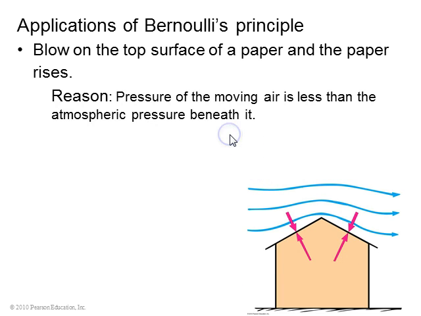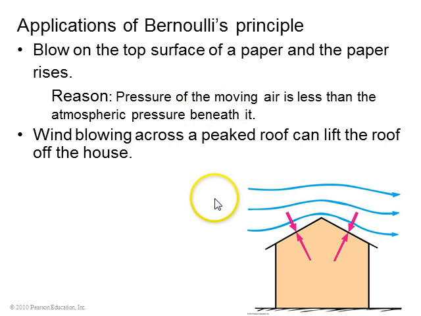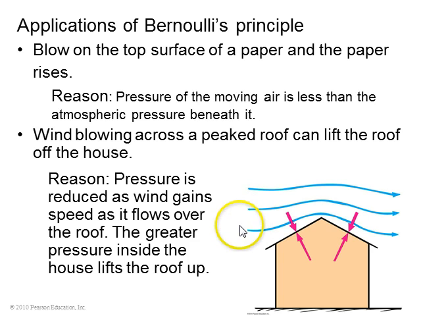Some applications: if you blow across the top surface of a paper, the paper will rise up, and the reason for that is that the pressure of the moving air is less than the atmospheric pressure beneath it, so it pushes it up. Also, if there's wind blowing over the top of your roof, it can have an upward force on the roof. It can blow your roof off. The reason for that, again, is that this moving air has a lower pressure than the stationary air below.